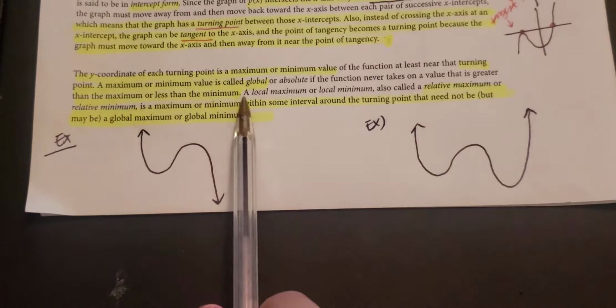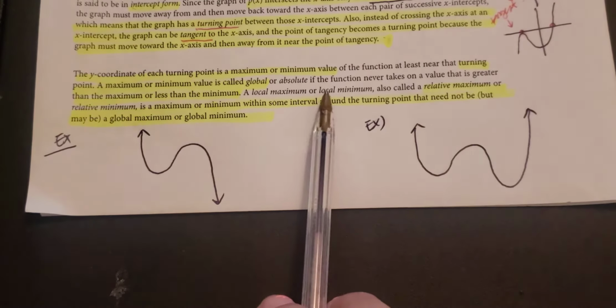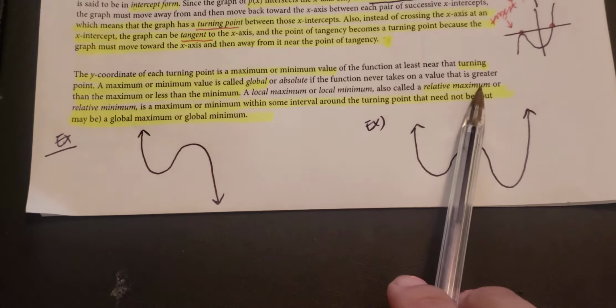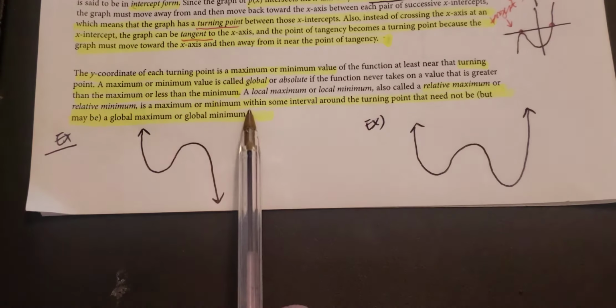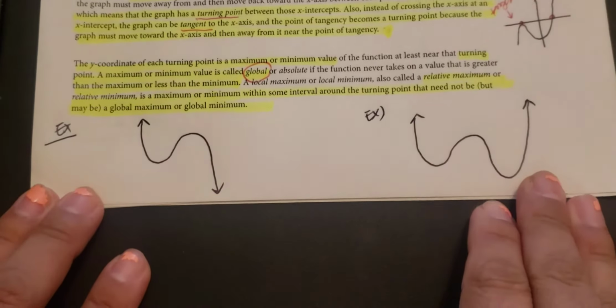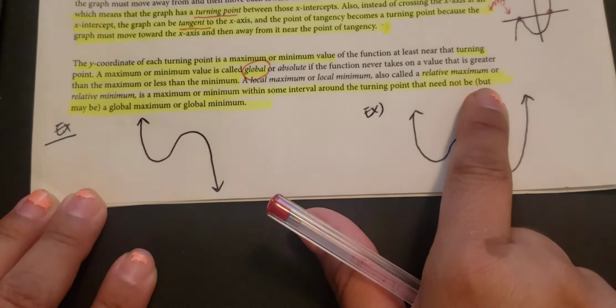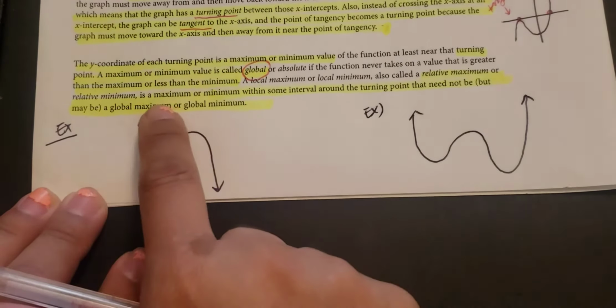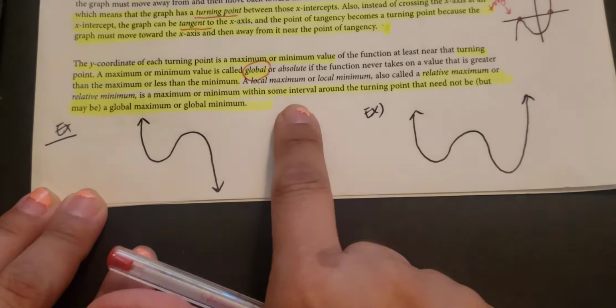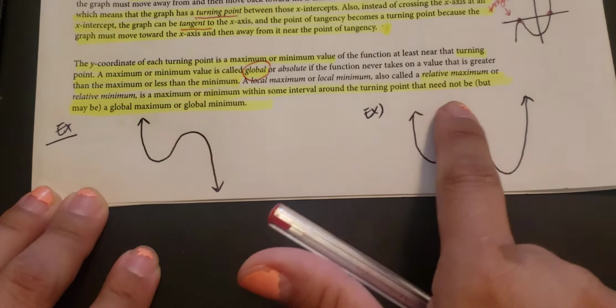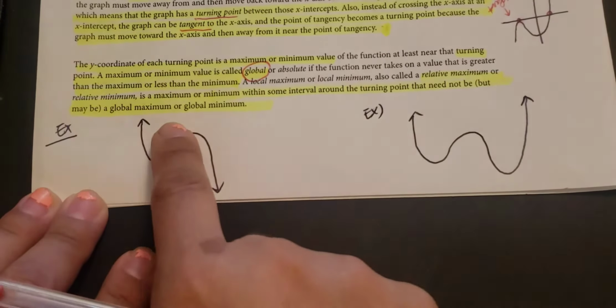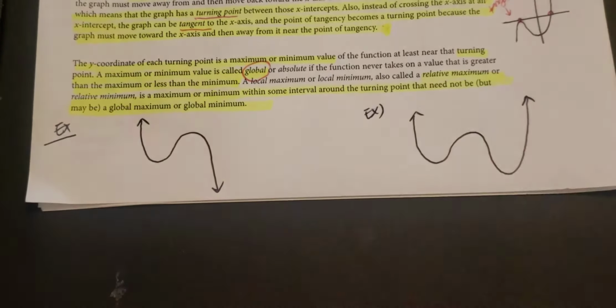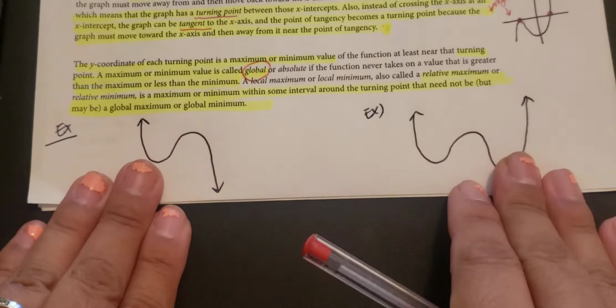And then what else? A maximum or minimum value is called a global or absolute if the function never takes on a value that is greater than a maximum or less than a minimum. Okay, I'll show you. It makes sense. We're going to use the word global and not absolute, okay? And I'll show you that in a minute. And then we have something called a relative maximum or relative minimum. Is a maximum or minimum in which some interval around the turning point need not be, but may be, a global maximum or global minimum. Okay, I'm going to show you this using these two examples.